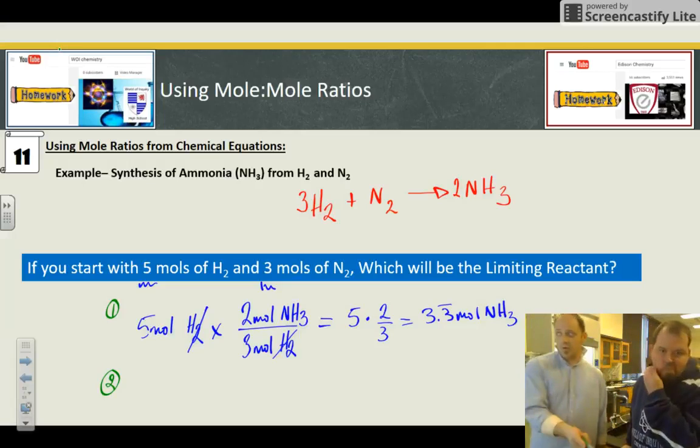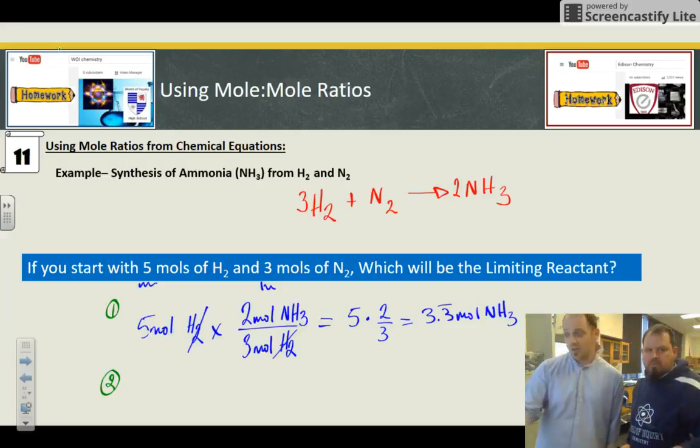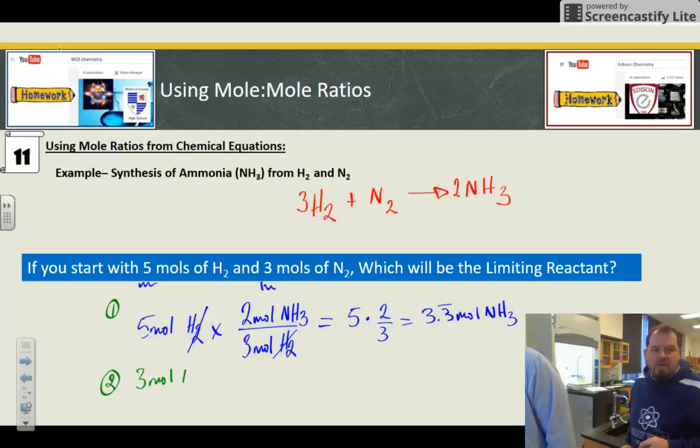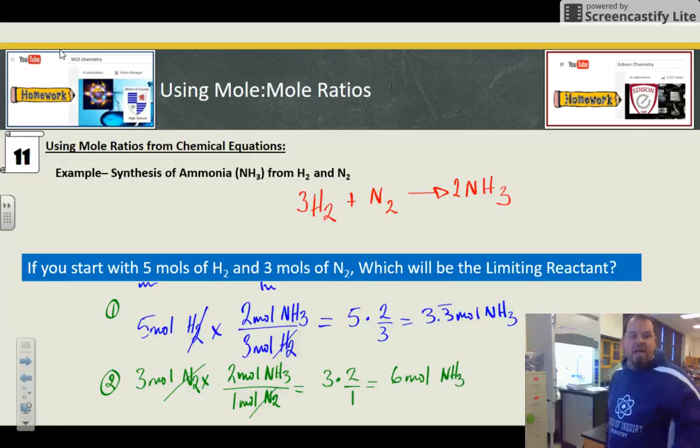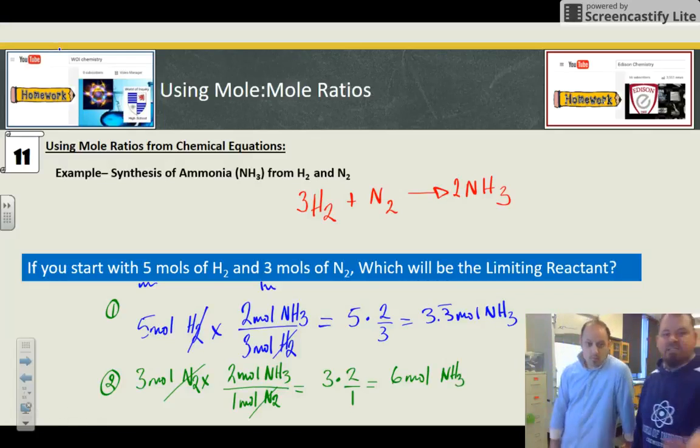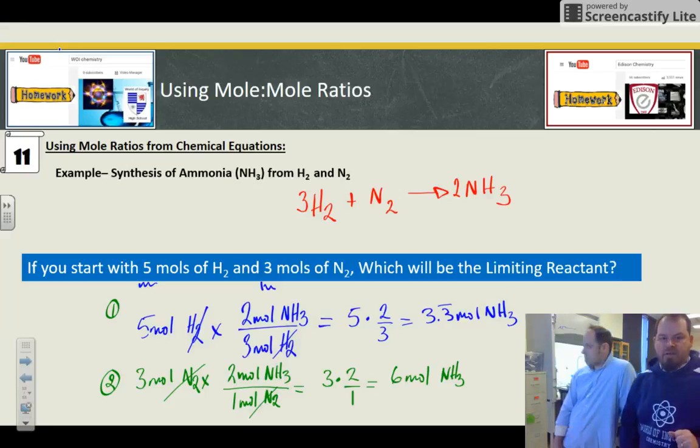So that was the 5 moles of H2. Now we're going to do it for the 3 moles of N2. Now I need moles of N2 as the denominator of my conversion factor, the same way we did the dimensional analysis with gram formula mass. So the common product is 2 moles of NH3, but this time it's only 1 mole of N2, because that's what is in my balanced chemical equation. We use the ratio we talked about at the beginning of the lecture. So now it's 6 moles of NH3. What this is really saying is that if I start with 5 moles of hydrogen, based on this chemical equation, I can make 3 moles of NH3.